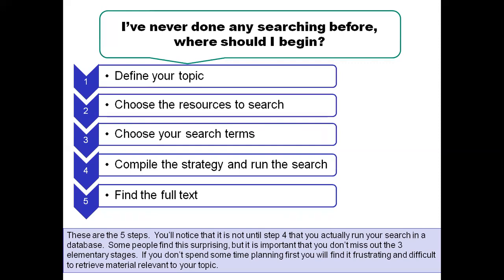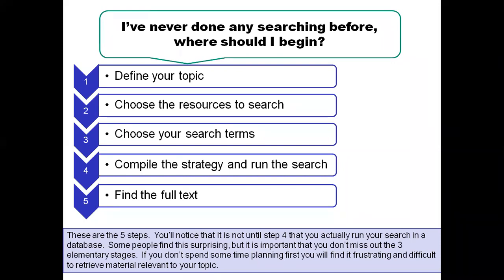Then you will choose the resource to search. We have discussed these in the previous session as well: PubMed, CINAHL, PEDro, Google Scholar, and others such as SciVerse or SPORTDiscus, which we have discussed previously. These are all resources, which means you have to choose the database.